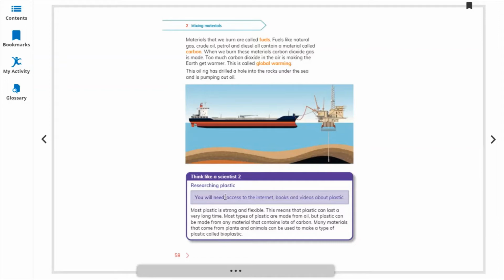After this, we have a question about this topic. Most plastic is strong and flexible. This means that plastic can last a very long time.